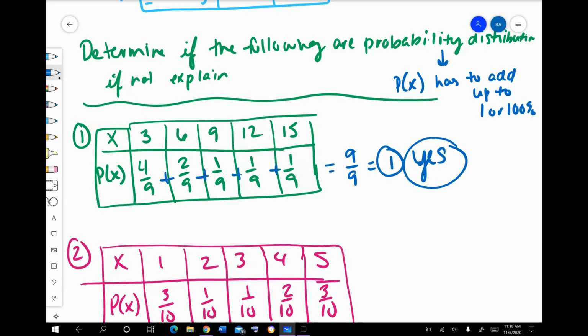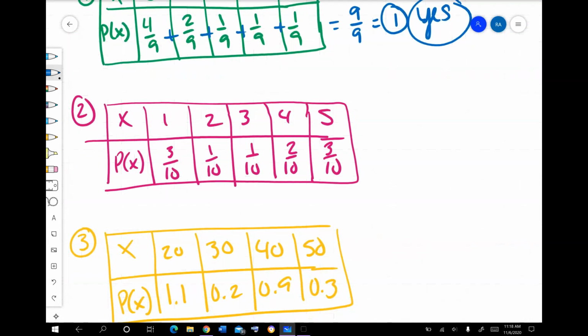Okay. Number 2, we're adding up the bottom row. It is fractions again, so we're just going to add the numerators. 3 plus 1 is 4, then 5, 6, 7, 8, 9, hold on, let's see, 4, 5, 7, 10. So this is going to be 10 over 10. Right? Let's see, 6, 8, yeah. So that adds up to 1. So yes, this is also an example of a probability distribution.